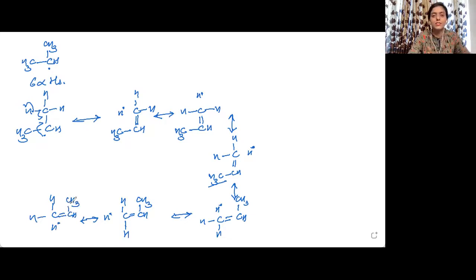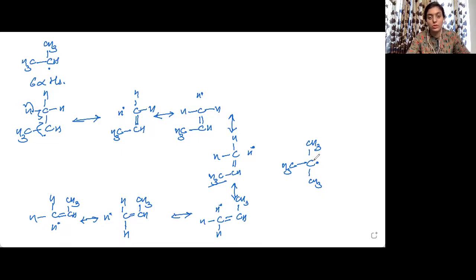So these are the 6 possible hyperconjugating structures when we are talking about a secondary free radical. Now your assignment is you need to draw the hyperconjugative structures for tertiary free radical. So the structure of tertiary free radical will be like this. Okay, now 9 alpha hydrogens are there. So 9 hyperconjugative structures will be possible.